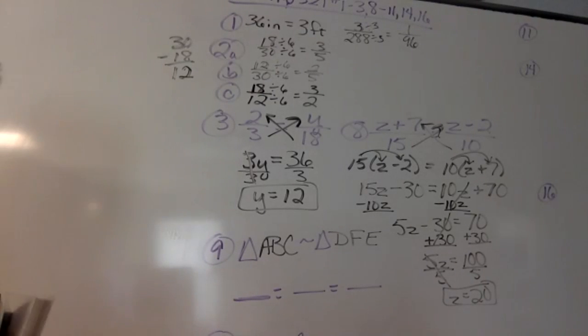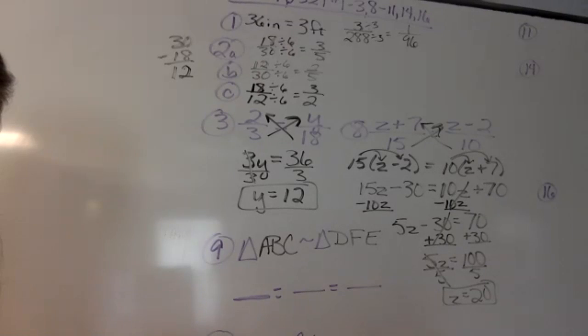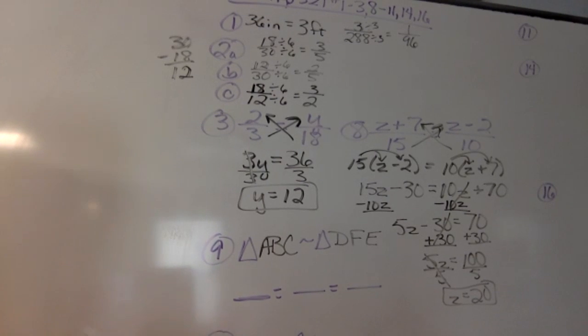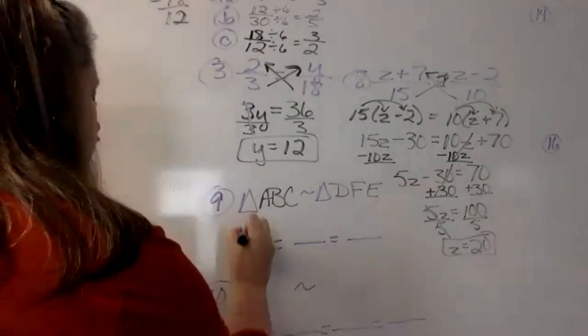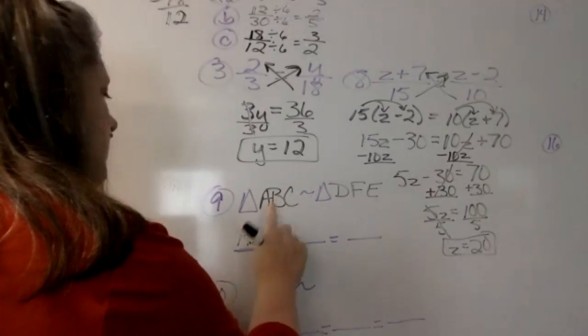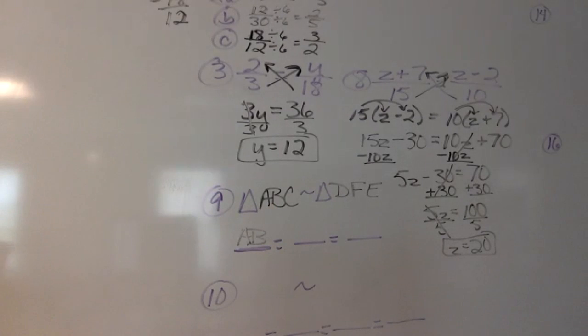All right, so number 9. We did that. Now we're writing the sides that go together. So when you're writing the sides, you're writing ratios. AB, that's the first 2 letters of this one, go with what in the other one? DF.